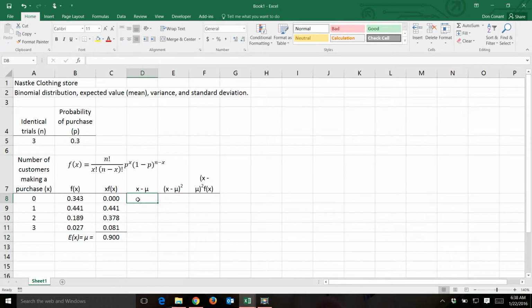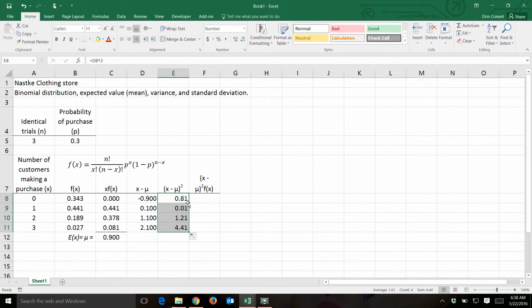Now we'll do the following steps to calculate the variance and the standard deviation. We need to take x and subtract that from the expected value. And we'll make that absolute, so we can just copy it down. Then we need to square each of these, raise that to the second power.